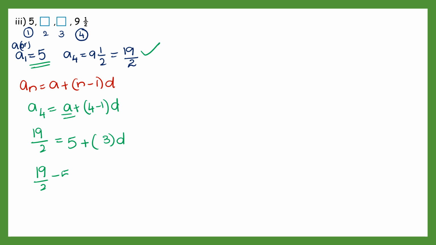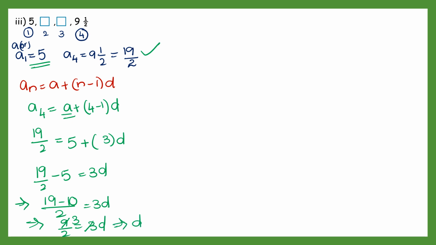19 by 2 minus 5 is equal to 3D. So you get 2 as LCM. 19 minus 10 is equal to 3D. That means 9 by 2 is equal to 3D. 3 ones are 3, 3 threes are 9. So you get the value of D as what? 3 by 2. Now we got the value of D.